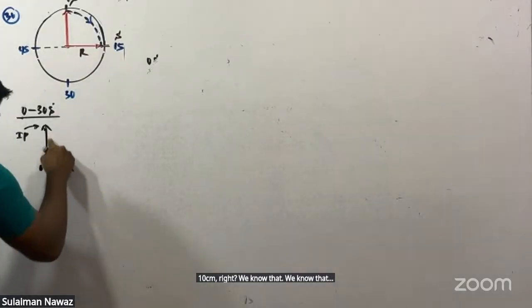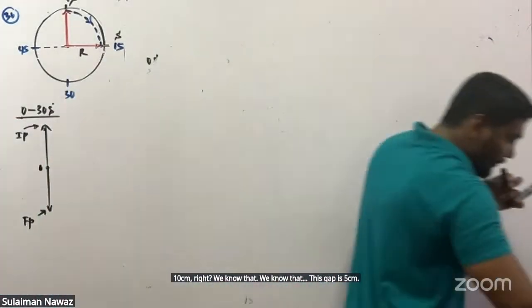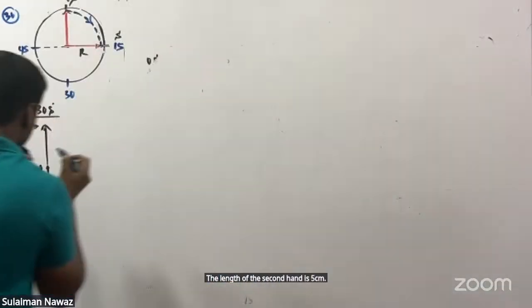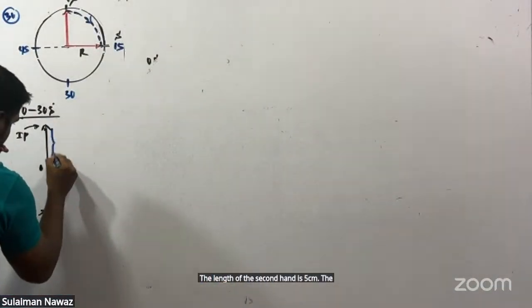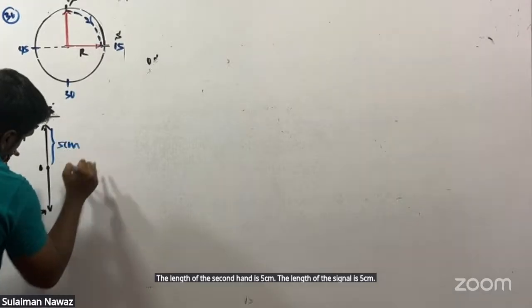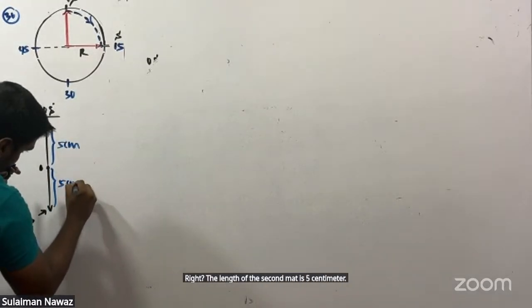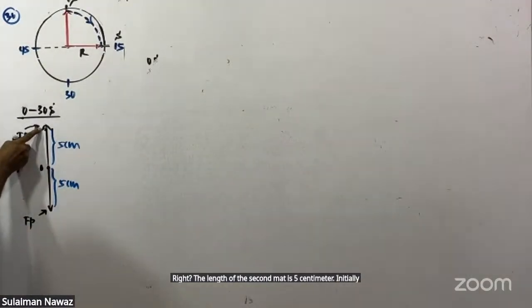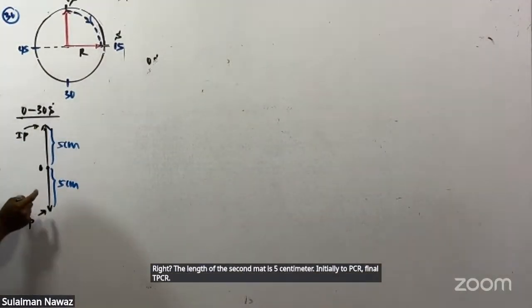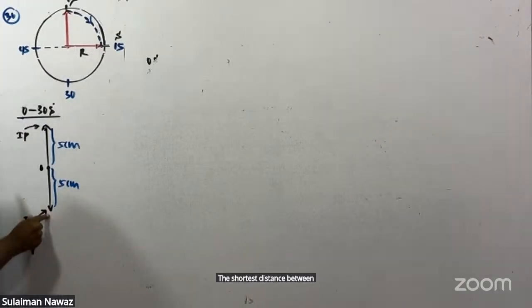this gap is 5 centimeters. The length of the second hand is 5 centimeters. Right? Initially the tip is here, finally the tip is here. The shortest distance between the initial point and the final point is the displacement.